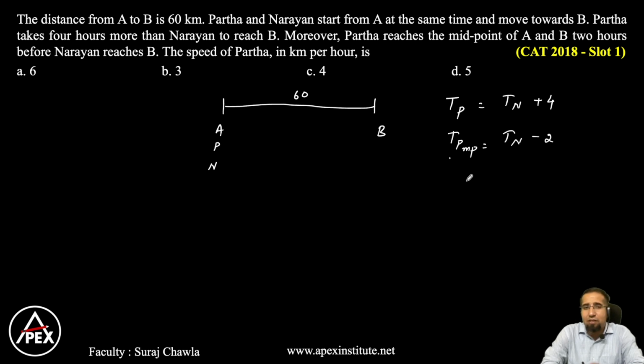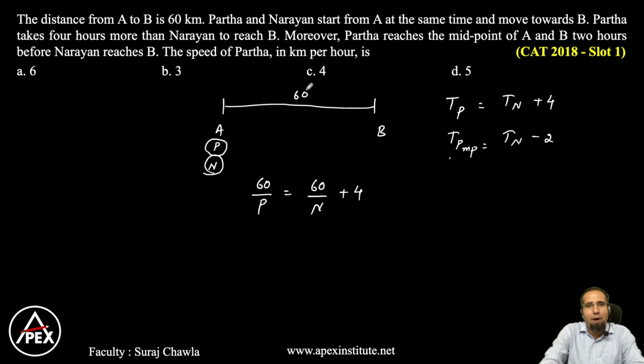Now, what is the question asking us? The question is asking us to find the speed of Parath. So, I am given distance, clear? And the relationship is talking about time. So, if I assume the speed of Parath and Narayan, my job becomes easy. Let me assume the speed of Parath to be P and speed of Narayan to be N. So, from the first equation, 60 divided by P is equal to 60 divided by N plus 4. Clear? Time taken is distance by speed, right? Well, the time taken by Parath is equal to time taken by Narayan plus 4.